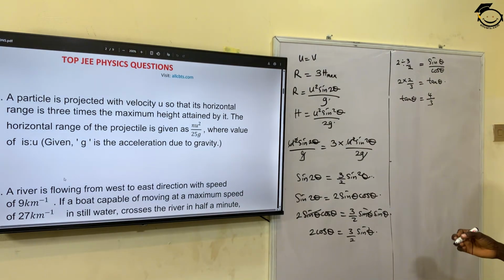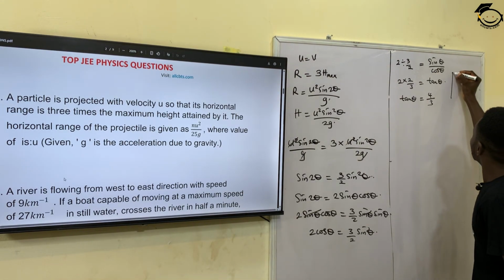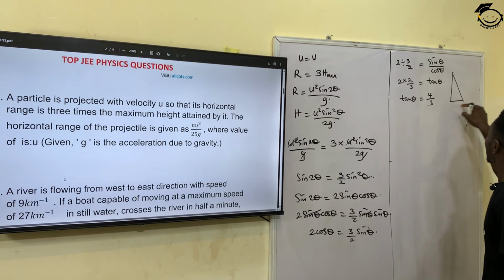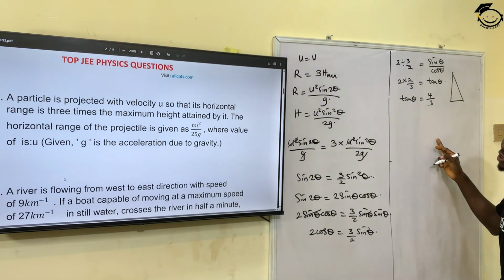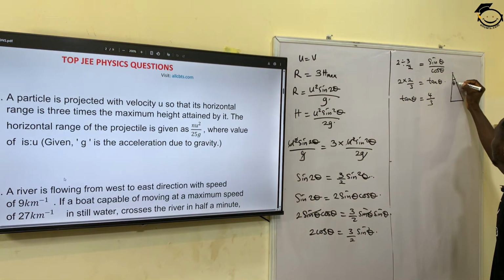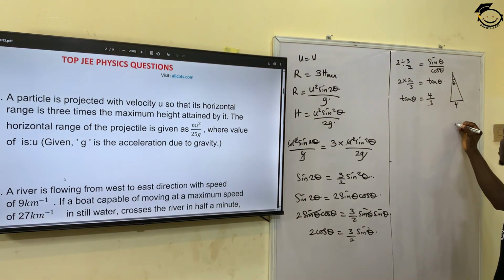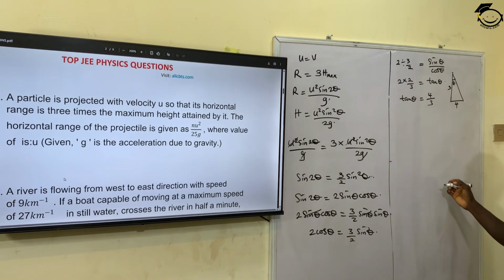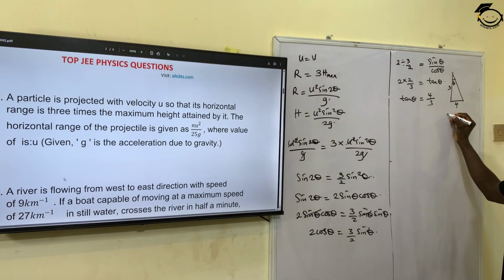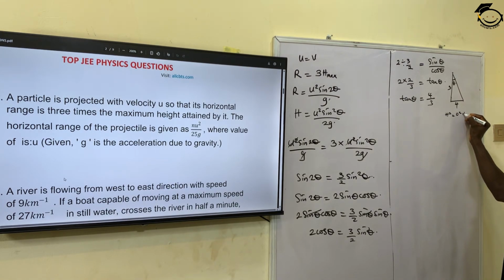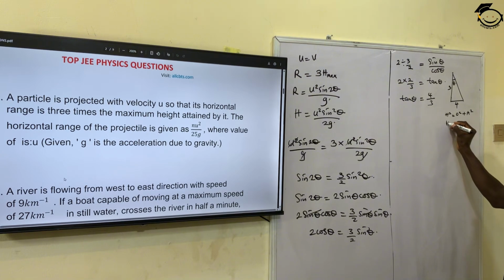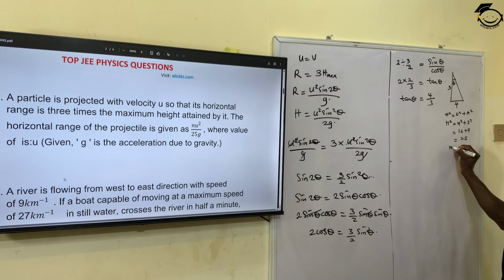So if my tan theta is 4 over 3, from our trigonometrical ratio, if my angle is here as theta and tan is opposite over adjacent, this means that this is 4, which is opposite, and my adjacent here is 3. So if I use Pythagoras theorem to find the hypotenuse, which says that hypotenuse squared is equal to opposite squared plus adjacent squared. This means that I have my hypotenuse squared to be 4 squared plus 3 squared, and that will give me 16 plus 9, which will give me 25. It means that the hypotenuse here is square root of 25, which will give me 5.